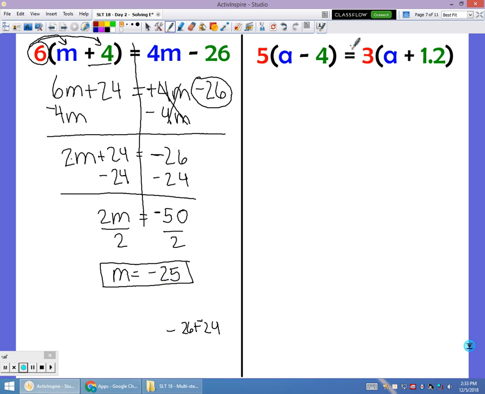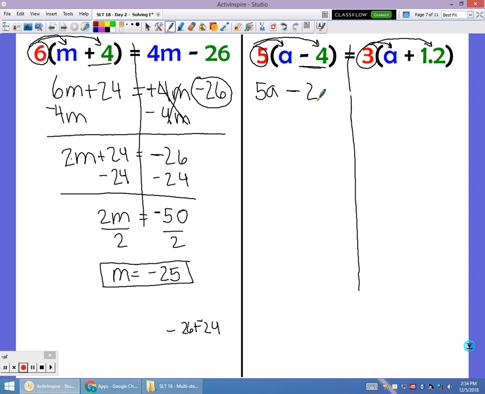Looking at the next problem, I have parentheses on both sides of my equation. So in my first step, I'm going to distribute the 5, but I will also distribute the 3. 5 times a is 5a. 5 times negative 4 is minus 20. 3 times a is 3a, and 3 times a positive 1.2 is a positive 3.6.